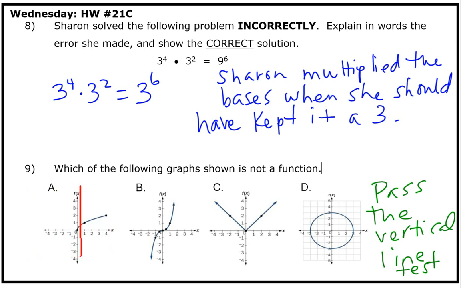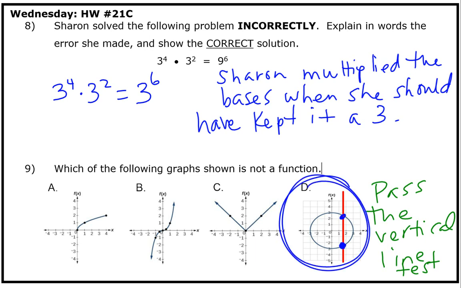Well, letter A is a pass. Letter B is also a pass. Letter C is also a pass. But letter D fails several times. See? I'm touching the graph in more than one location. I'm touching it here and here at the same time. So letter D is not a function.